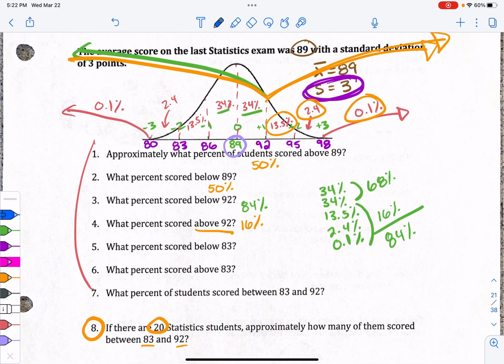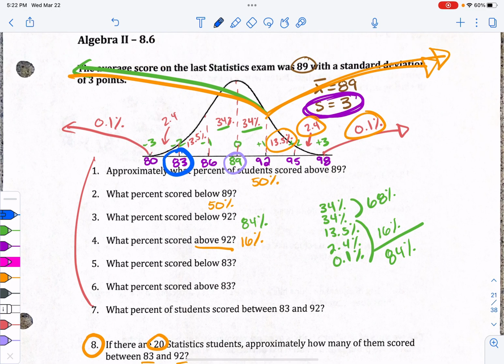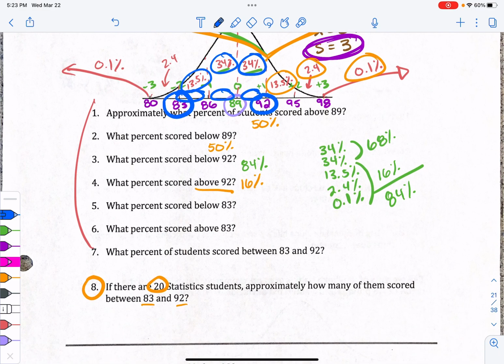Okay, so let's find the 83 mark. 83 mark is here. 92 mark is here. So we're looking at these three chunks right here. So 13.5%, 34%, and 34%. Okay. So 34%, 34%, and 13.5%. I know that this is 68%, but if I add the other 13.5, that would be like, I don't know, 81.5, let's say, percent. I think that's what it is, 81.5%.